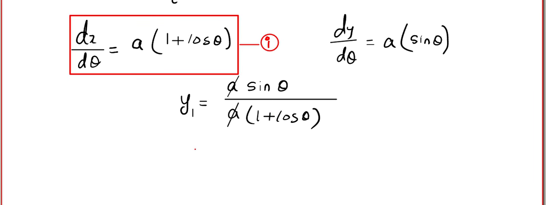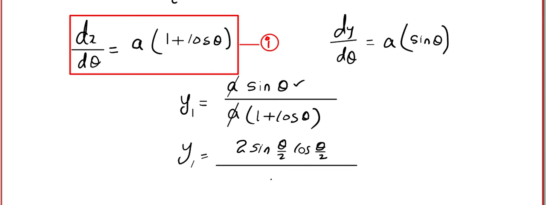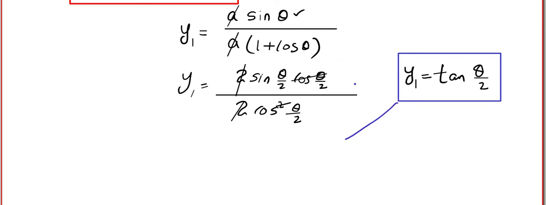I think we should apply the half angle formulae. Do you remember half angle formulae? What is sine theta? Isn't it 2 sine theta by 2 cos theta by 2, the whole divided by 2 cos square theta by 2? So 2 will get cancelled. So we get y1 is equal to tan theta by 2. Now look at this. We have dy by dx is equal to tan theta by 2.